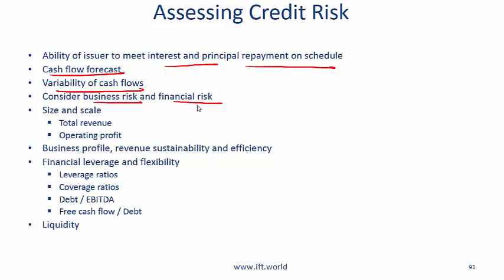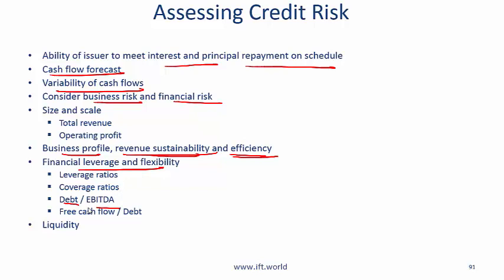Consider business risk and financial risk, self-evident. Size and scale, total revenue, operating profit. For large companies with high revenue, stable operating profits, the risk is low. Business profile, revenue, sustainability, and efficiency. If the revenue is sustainable and the company is operating efficiently, then the credit risk is low. You look at financial leverage and flexibility. If the leverage ratios are high, then the risk is high. If the coverage ratios are high, then the risk is low.